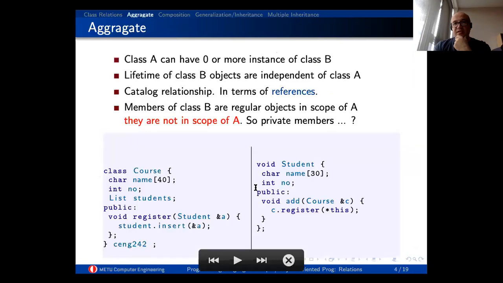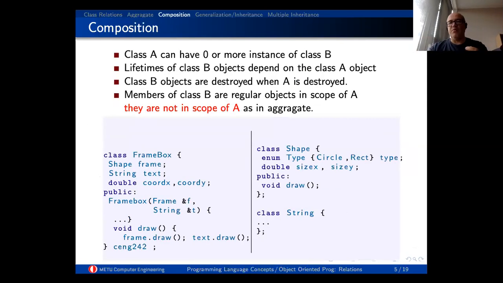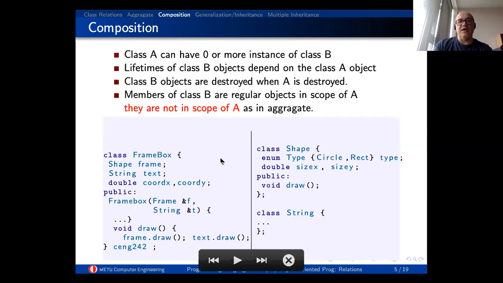So this is a container relationship, and we call that a composition. So it is like a composed part relation, the composite and the parts relation. So we can have zero or more instances of B, like in the aggregate. However, lifetimes are depending on each other, and you should destroy class B objects when A is destroyed.